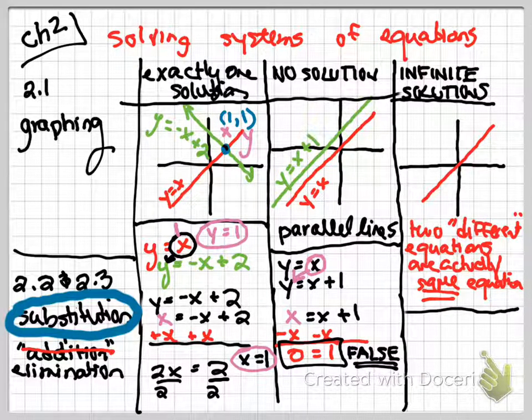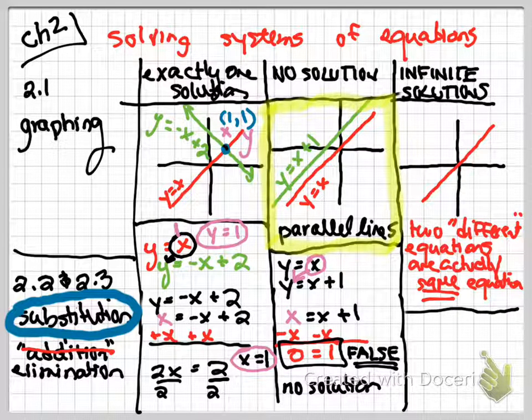So anytime you're using either substitution or elimination and you get something that looks like 0 equals 1, or 2 equals 5, a statement that is mathematically false, that means that there is no solution. And if you went back to the graphical method, you would realize that the reason there's no solution is that the lines are parallel, which means they have no point of intersection.